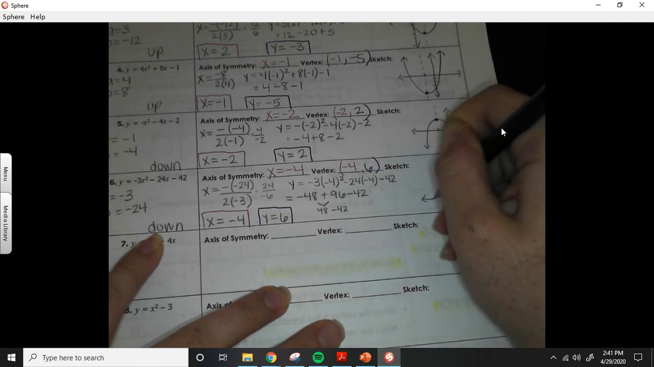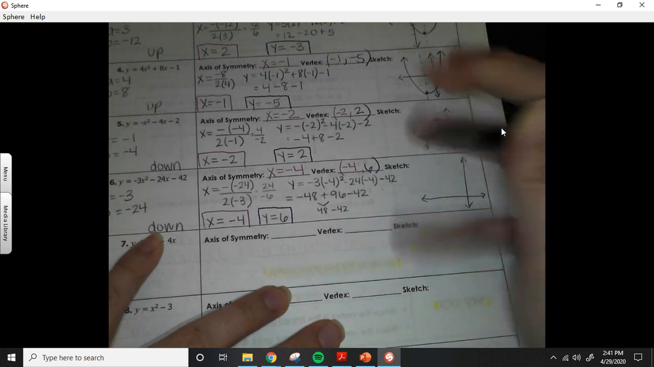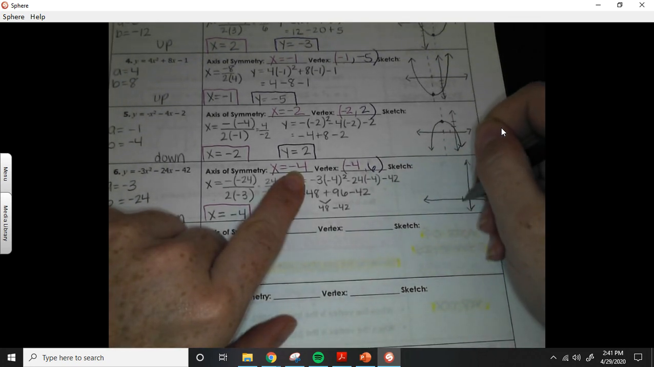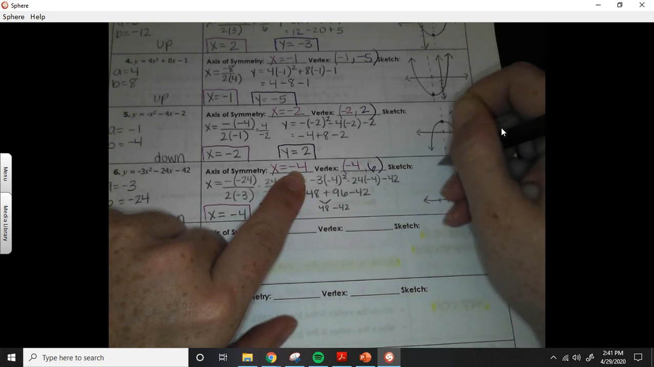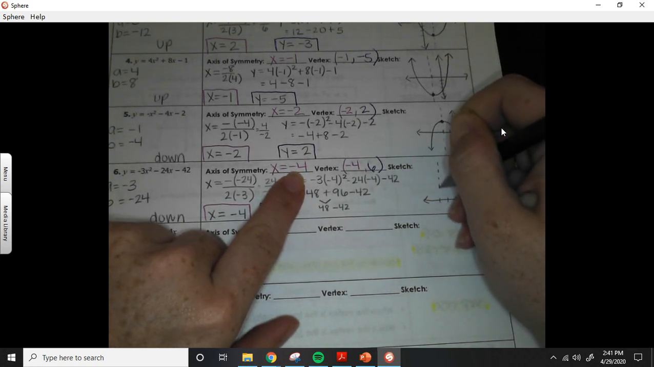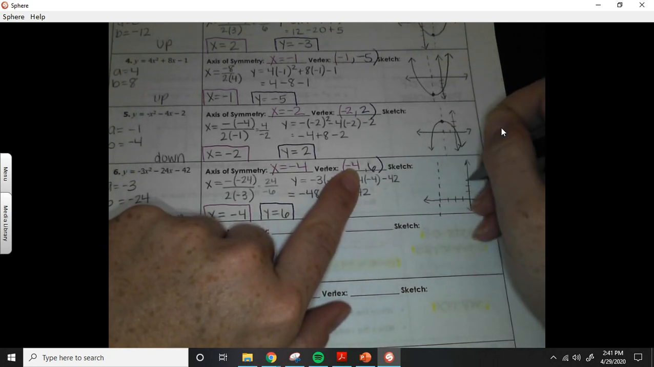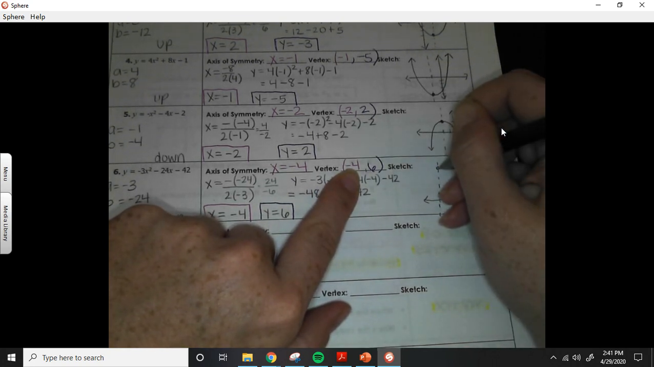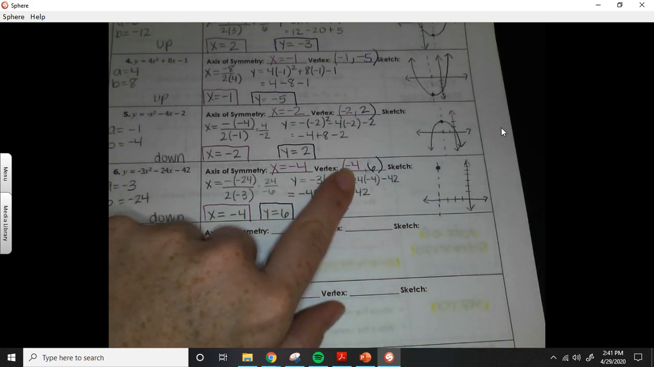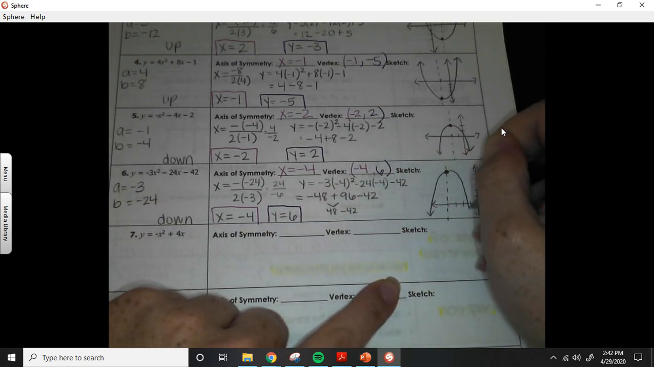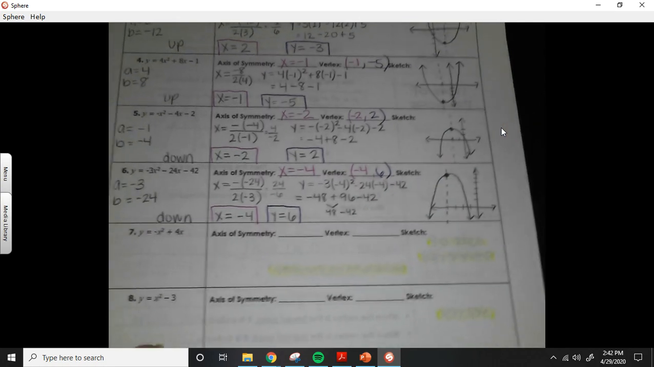And I'm going to make just a second quadrant graph. So our x, meaning our axis of symmetry, is negative 4, and then our vertex is negative 4, 1, 2, 3, 4, 5, 6. That's our vertex. This is opening down. And that's our sketch.